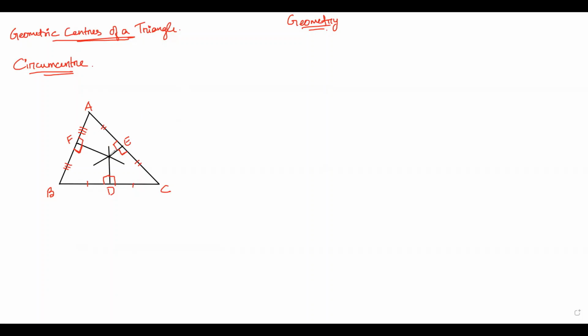Now, all these perpendicular bisectors meet at a point which is called the circumcenter of the triangle, which we generally denote by capital S. So, circumcenter of a triangle is the meeting point of three perpendicular bisectors.